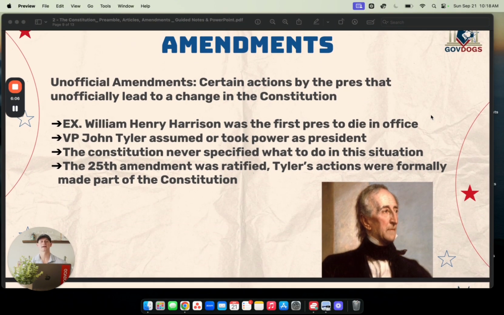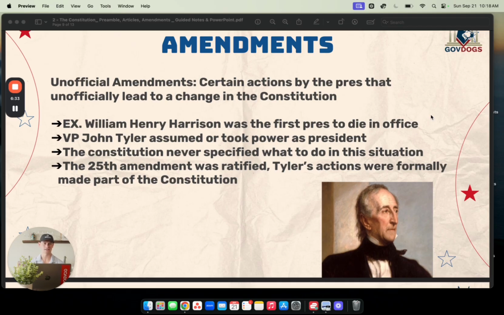So sometimes we can get unofficial amendments. These are certain actions by the president that unofficially lead to a change in the Constitution. So for example, William Henry Harrison was the first president to die while being the president. His vice president assumed the position as president, or took power from William Henry Harrison, and his name was John Tyler.